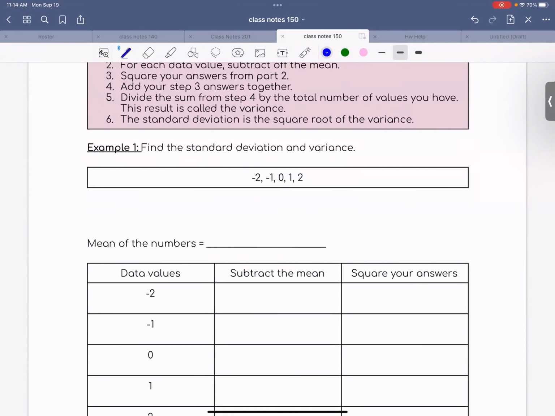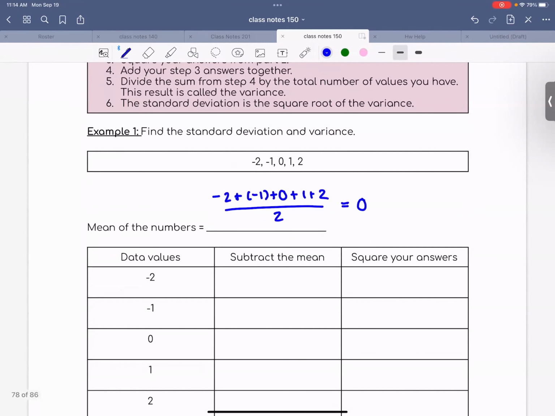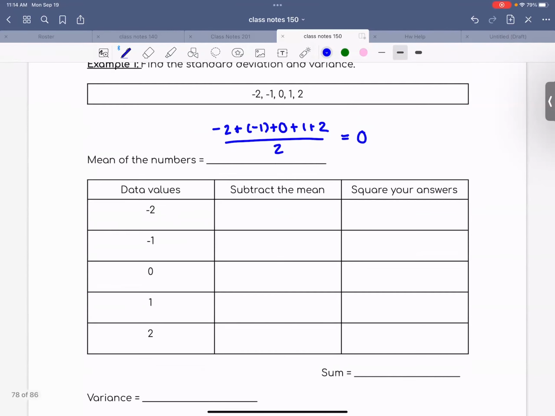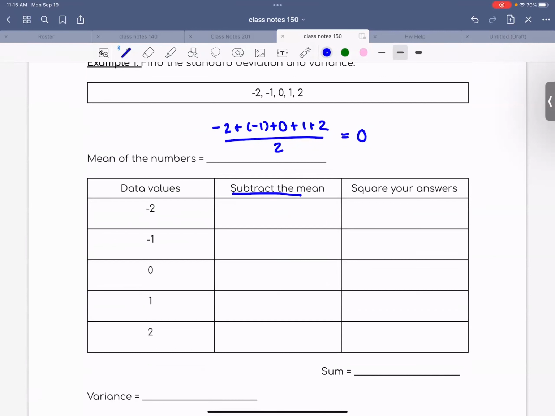Hey, that's our last example. I found the mean on the last page, but to find it, you would add them up and divide by how many, and I think we found that to be 0. Step 2 says to take each data value and subtract off the mean. We're going to do that in this column here. Well, this is pretty easy since the mean is 0. Let's just subtract off 0.